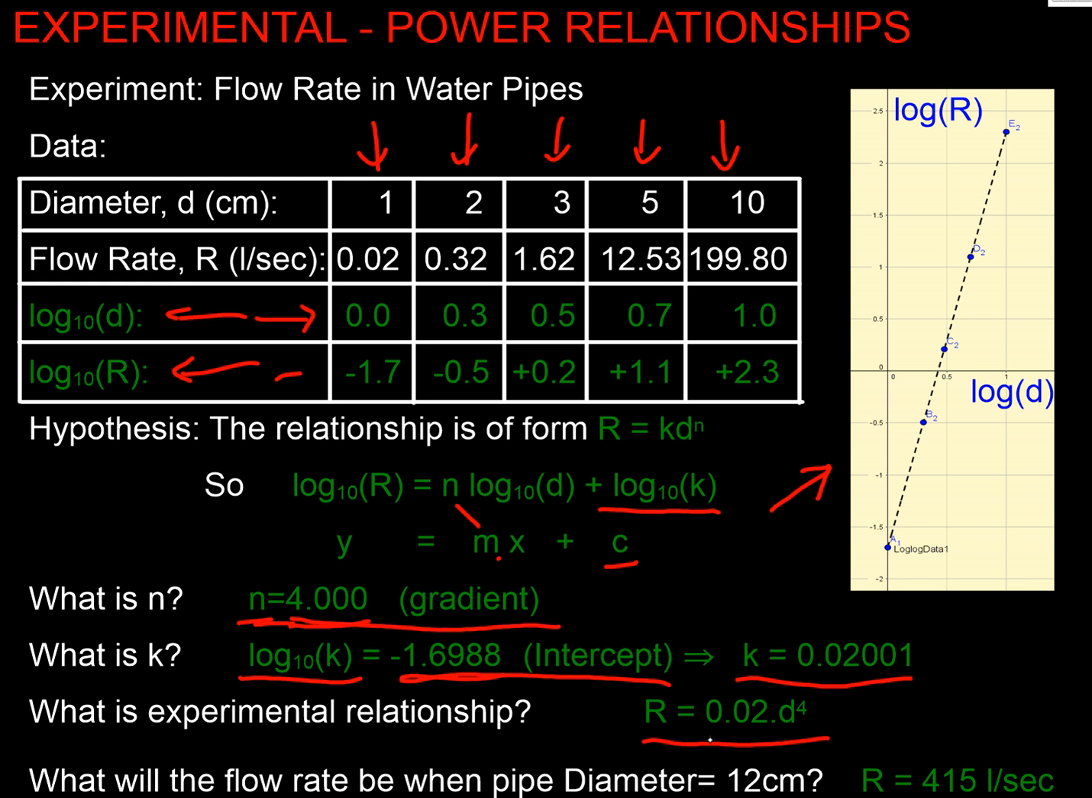That looks like a general relationship, doesn't it, this d to the 4, that there's something going on there physically. And if I want to know what the flow rate would be if my pipe diameter was 12, well, I'd just substitute 12 into that formula, and I'd get the flow rate R equals 415 litres per second. So that's a power relationship where we end up with a log-log graph.